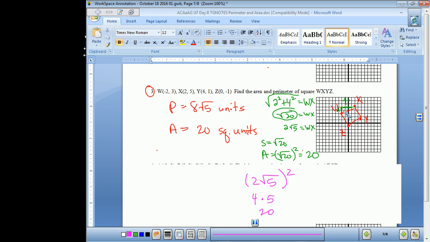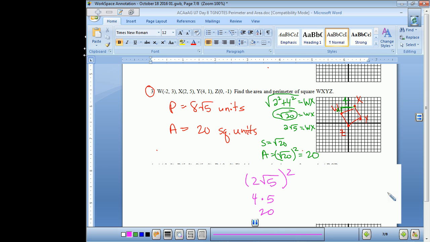Okay, so if you counted this, it's 2 and 4, it's 2 and 4, it's 2 and 4, it's 2 and 4. So we knew they would all be the same because it's a square. So 2 squared plus 4 squared is 20. So each side is the square root of 20. So when I square the square root of 20, I just get 20. Even if you squared the simplified version, which is 2 roots of 5. 2 squared is 4, square root of 5 squared is 5, 4 times 5 is 20. Either way you do it, you get 20.